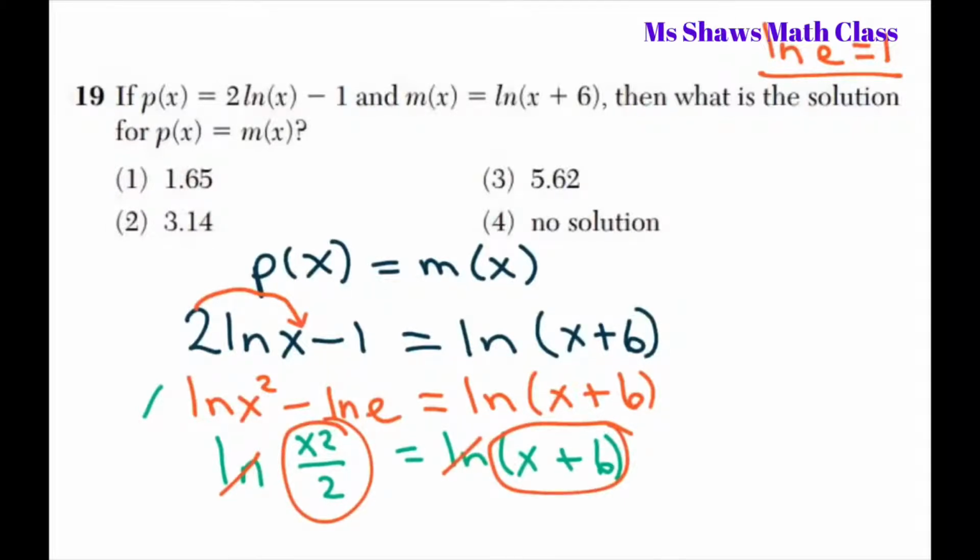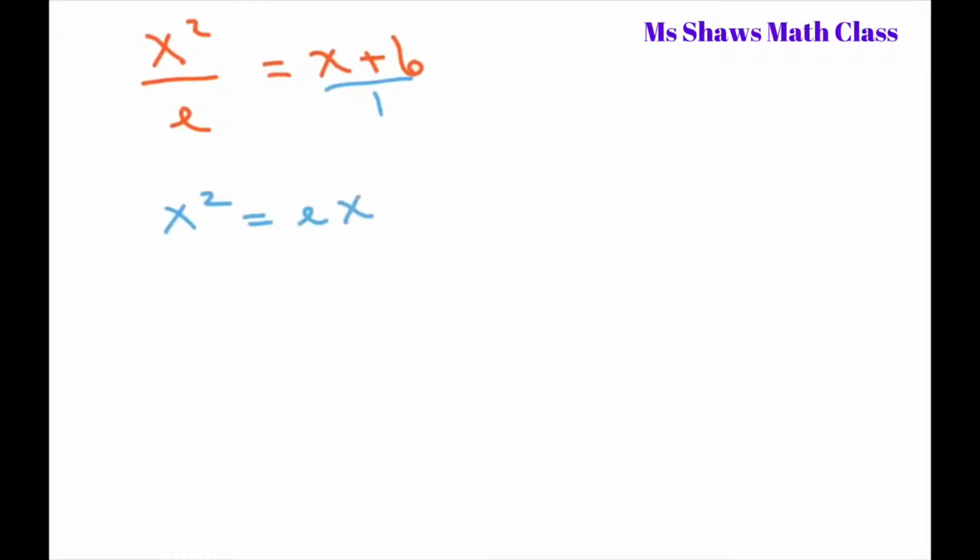So we have x squared divided by e equals x plus 6. Now, as I cross multiply, I put this one in fraction form. I get x squared equals ex plus 6e. I'll just write it like that.